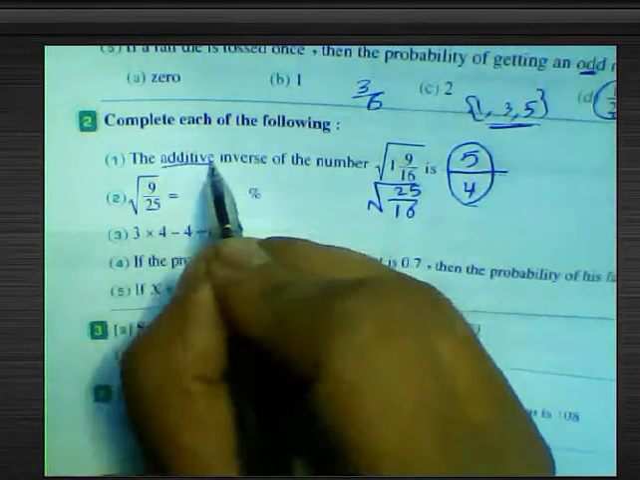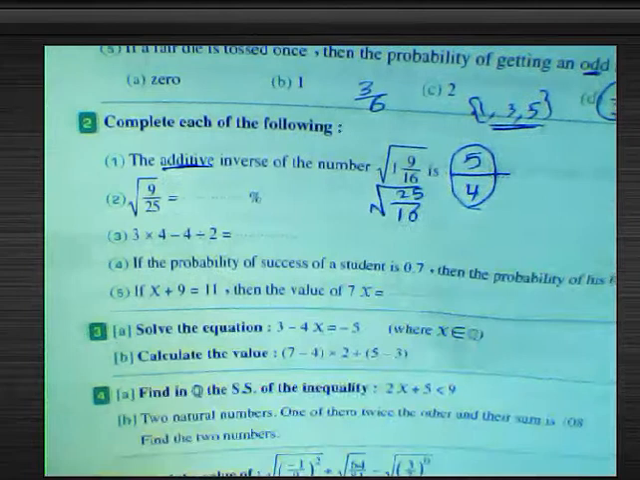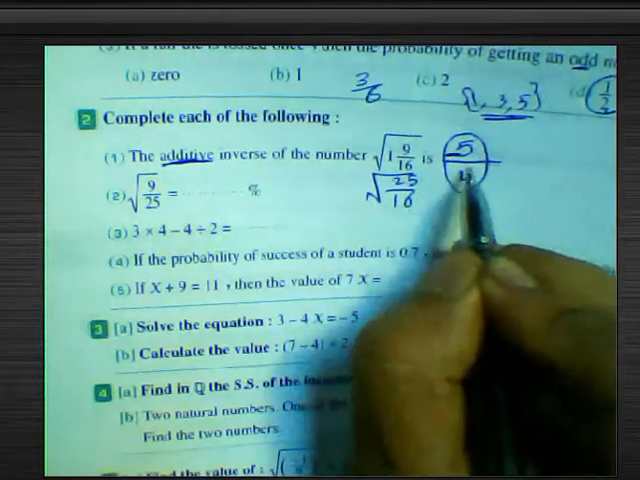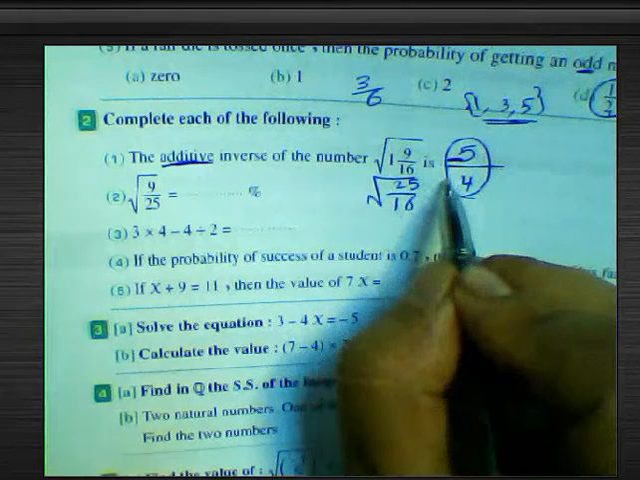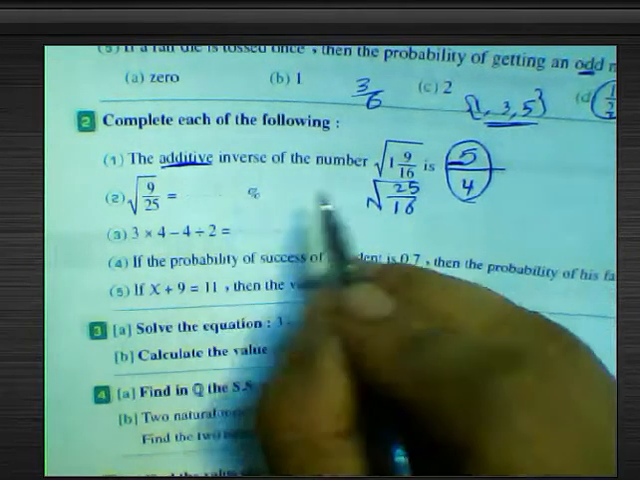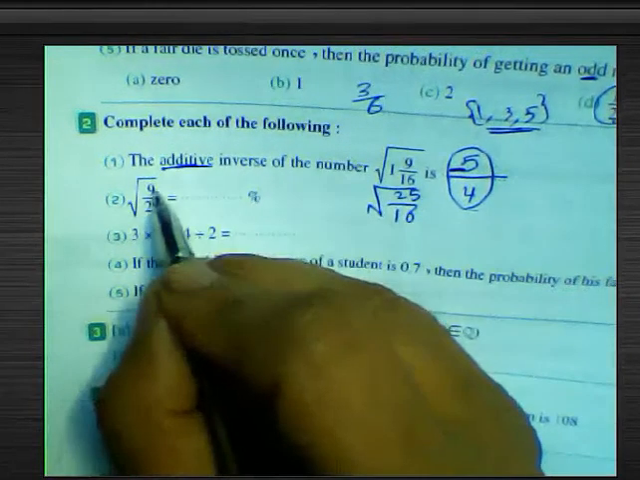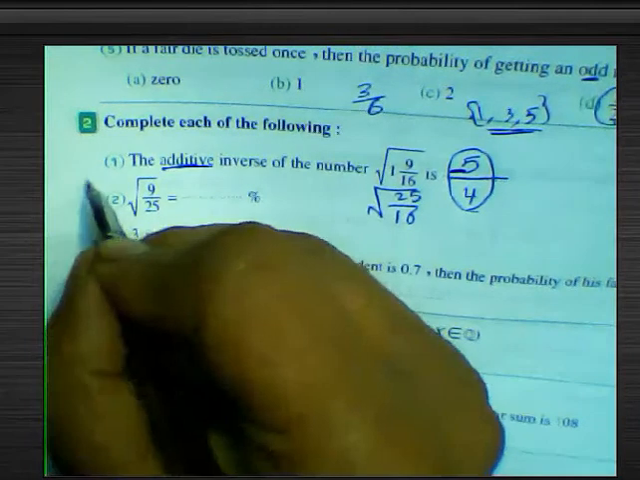But we want to find the additive inverse. The additive inverse will be negative 5 over 4. We must change the sign of the result. Okay, now the additive inverse of the number square root of 9 over 25, it will be 3 over 5.